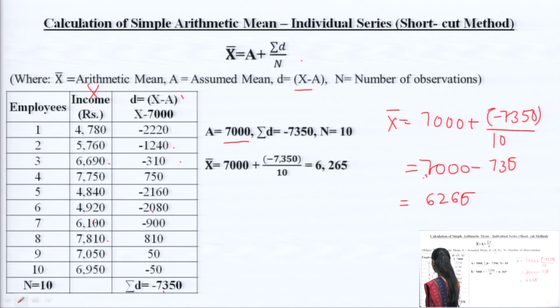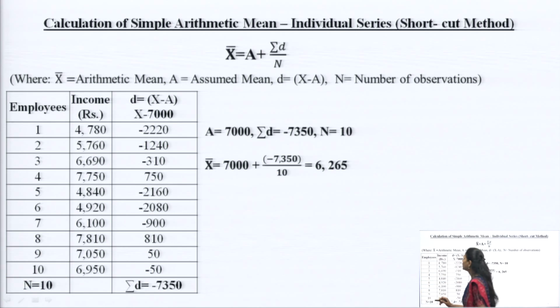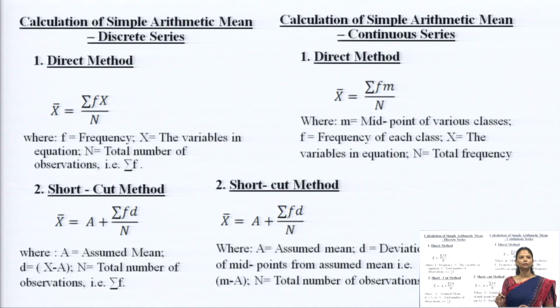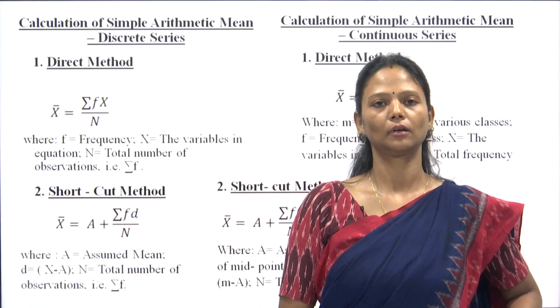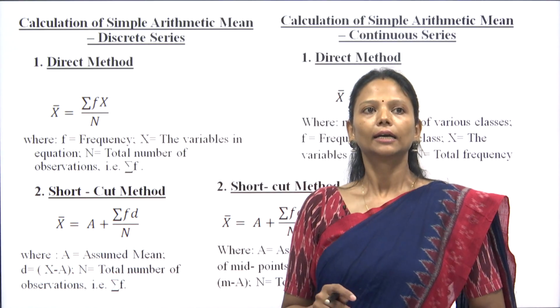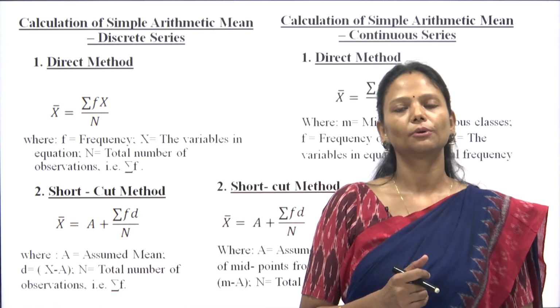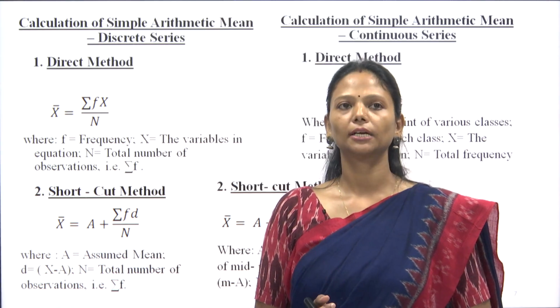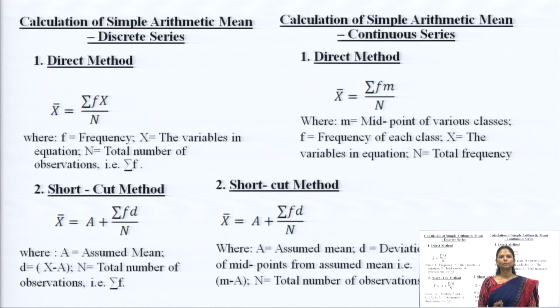Now, moving ahead, there are two more different methods as to how to solve the questions. Simple arithmetic mean can be solved by two more methods. The last question which we did, that was an individual series, but there are two different kinds of series as well. One is called discrete series and the other is called continuous series.